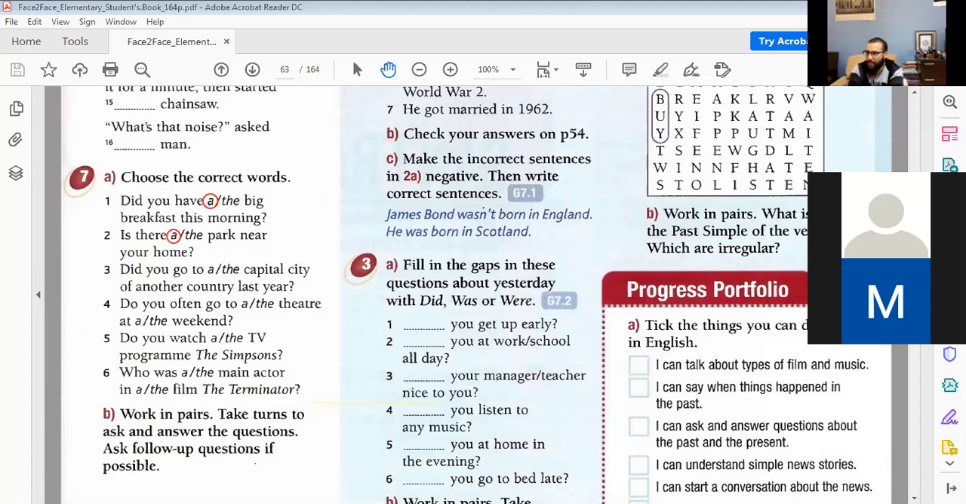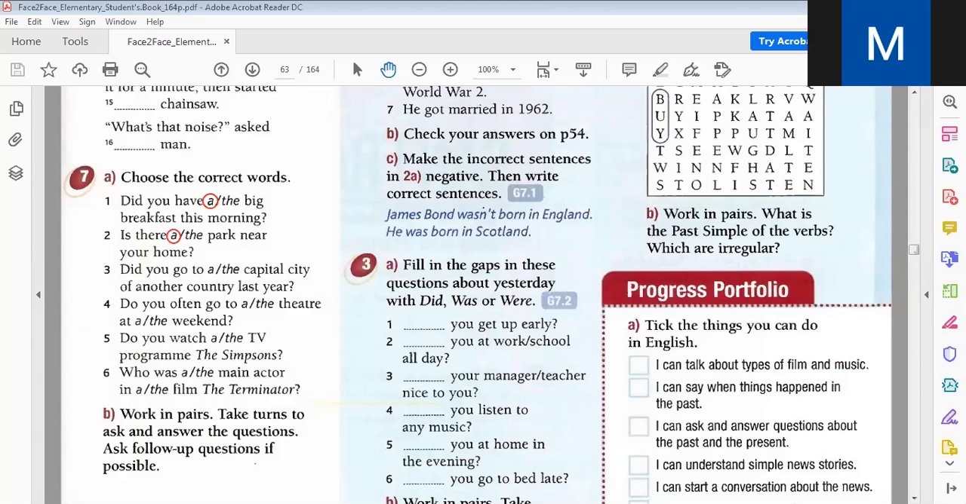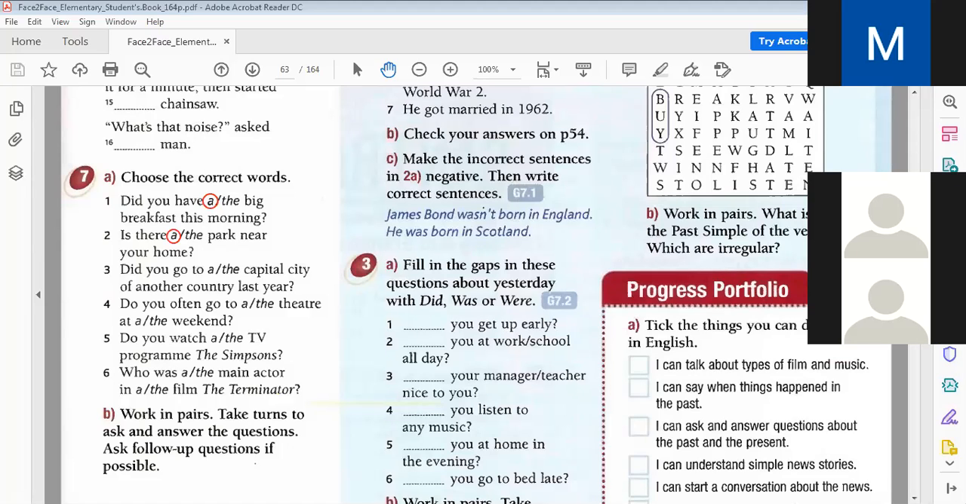Okay, number 3. Who would like to do number 3? Let's see, maybe Omnumedia, are you there? Would you like to try number 3, Omnumedia? What do you think is the right answer? You have two options, either a or the. Capital city. Did you go to the capital? I think that. Okay, but it's correct, the. But why? Why did you use the? Why is it correct?